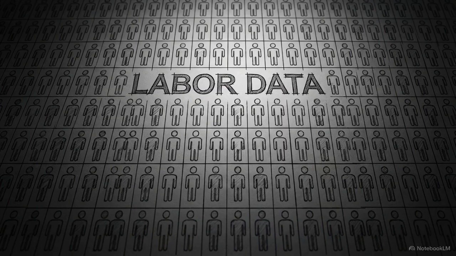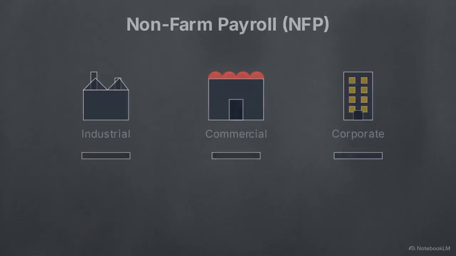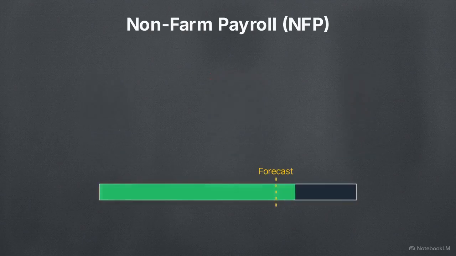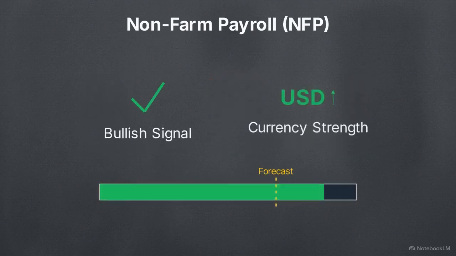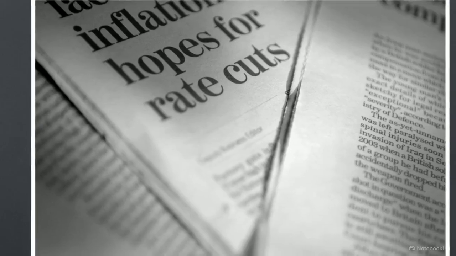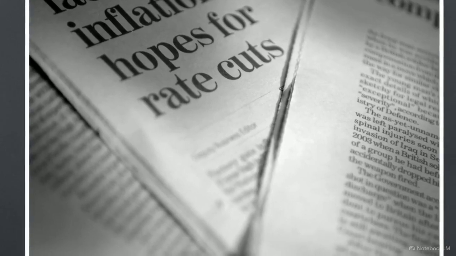The second major catalyst is NFP, or non-farm payrolls. This measures the total number of paid workers in the United States, excluding the agricultural sector. By tracking job creation in commercial and industrial sectors, NFP acts as a binary indicator for economic health and currency strength. The third catalyst is CPI, the Consumer Price Index.